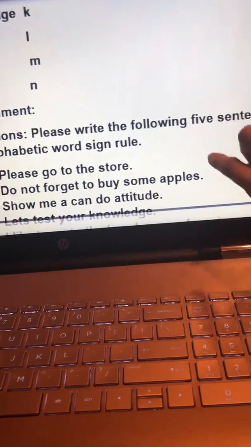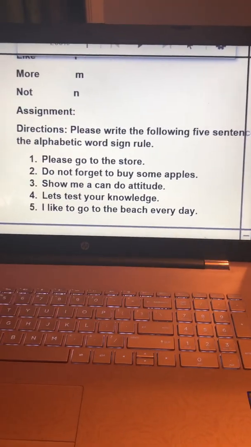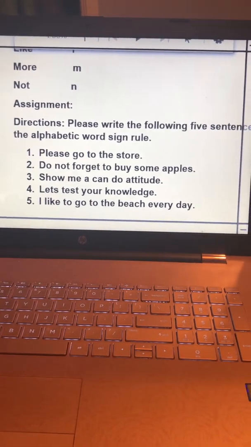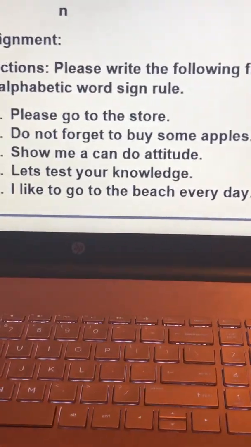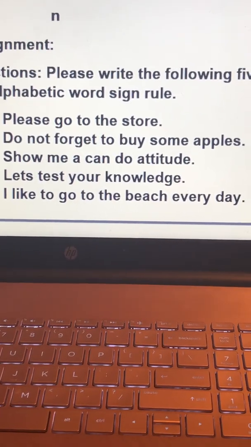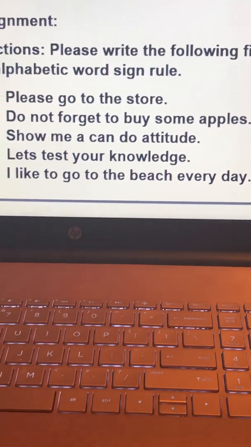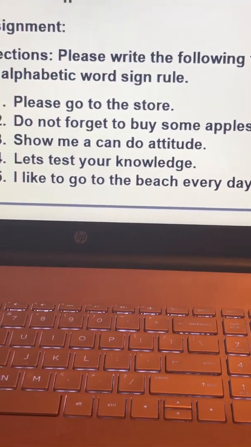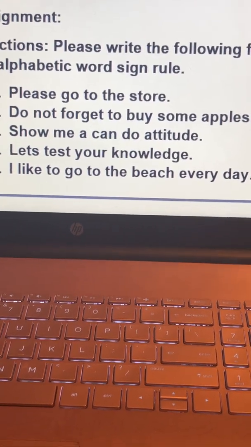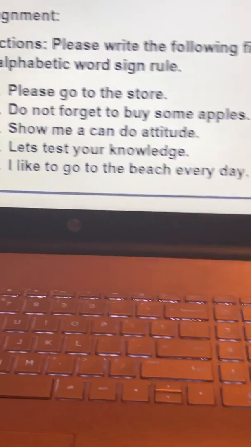I will read the rest of the sentences out loud. Please post comments if you have any concerns or questions. I'm happy to help you out. So your sentences are: please go to the store. Do not forget to buy some apples. Show me a can-do attitude. Let's test your knowledge. I like to go to the beach every day.